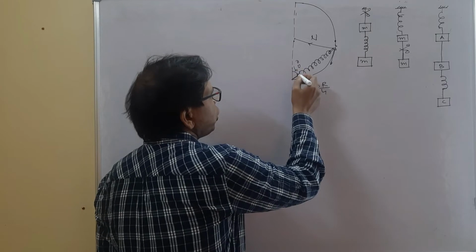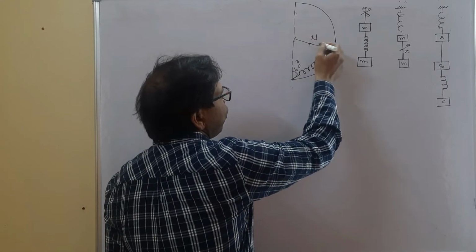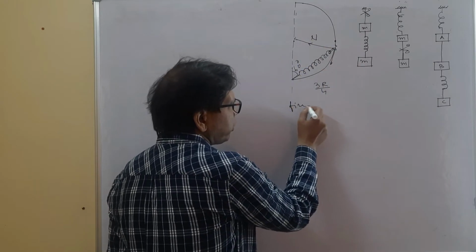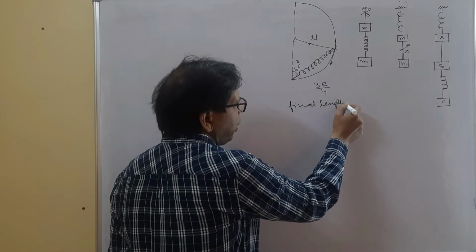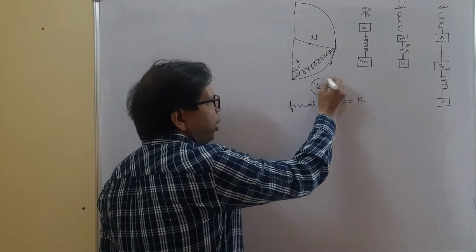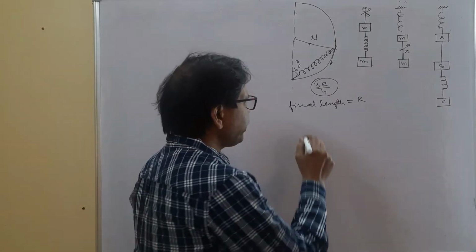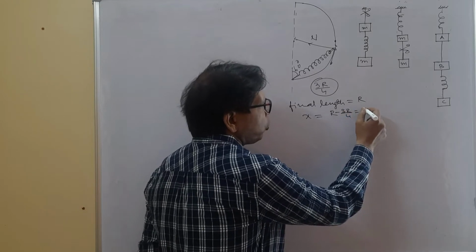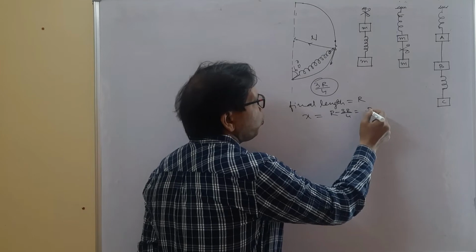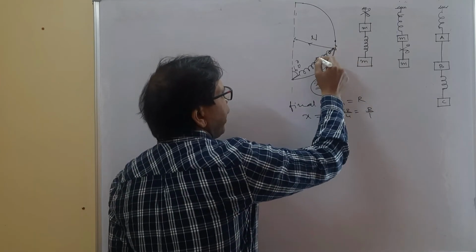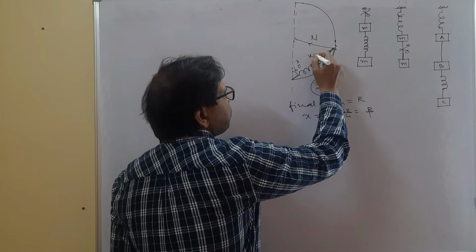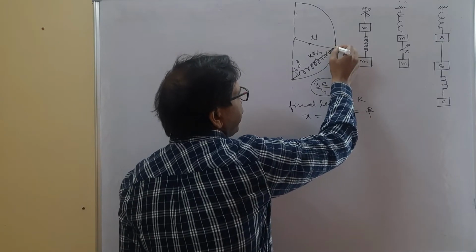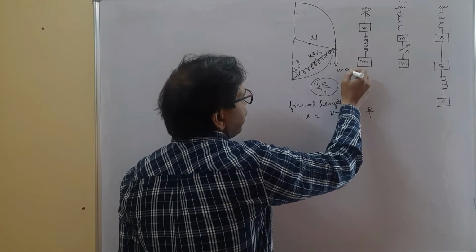Look at this, 60 degrees, this is R and this also R, this also 60 degrees. So the final length of the spring is equal to R. Initial length is 3r by 4. So elongation x equals r minus 3r by 4, so this is r by 4. Therefore the spring force acts in this direction and equals k into r by 4. Now mg acts vertically downward, so this is the mg.